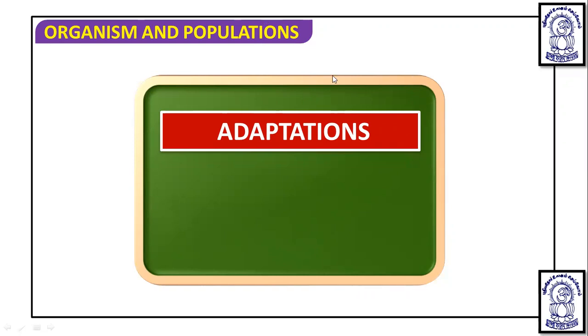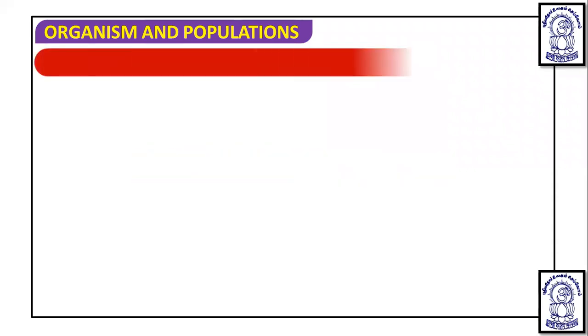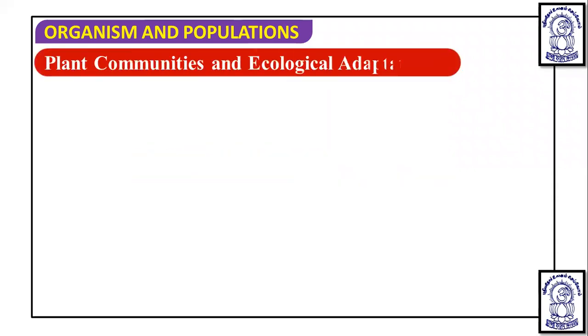Dear students, we are in a continuation of the chapter Organisms and Populations, and here we are going to talk today about a new topic, that is adaptations. If we talk about adaptations in detail, we are going to talk about the adaptations shown by the different plant communities as well as the animal communities. How do adaptations occur?